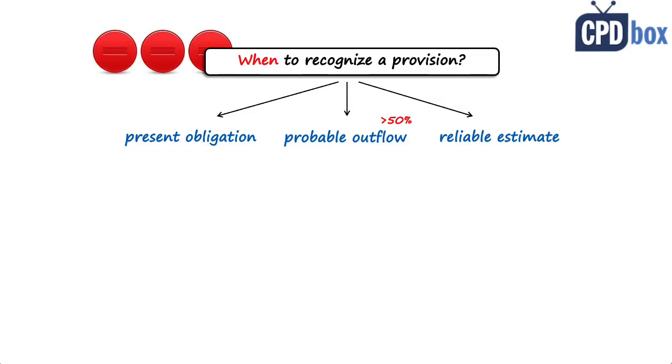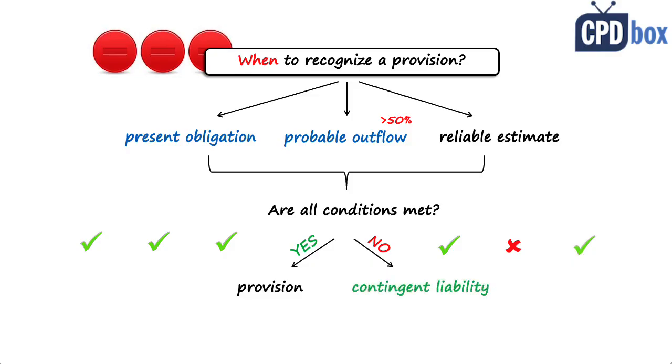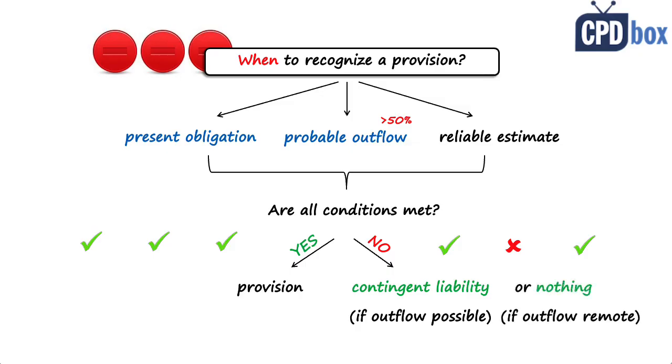In extremely rare cases, when no reliable estimate can be made, a liability exists, but it cannot be recognized. So when deciding on recognition of a provision, we must assess all three conditions. If all of them are met, then the provision is recognized, and if not, or just one condition is not met, then the entity just discloses a contingent liability if the outflow is possible, or nothing if the probability of outflow of economic benefits is remote.